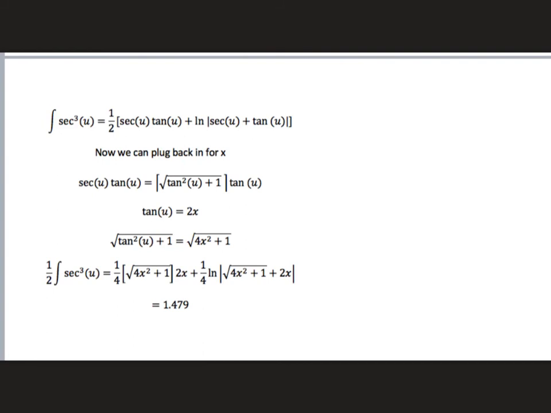When x is equal to 1, you simply plug it in, take the natural log, multiply everything together, add it all together, and what you end up with is 1.479. And so that is what you get when you do the integration for the denominator.